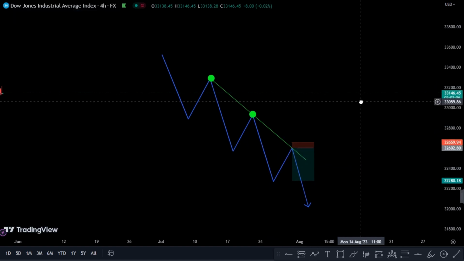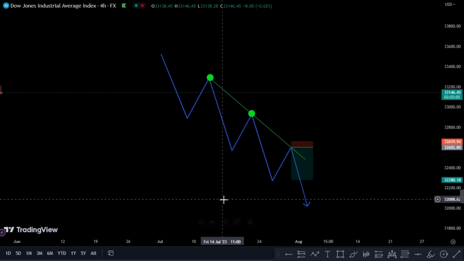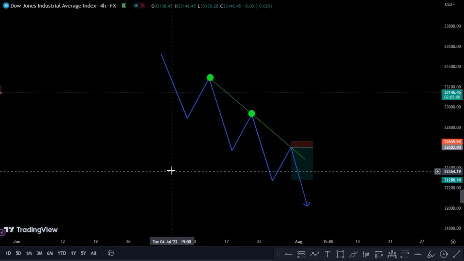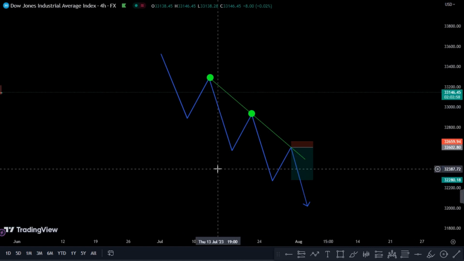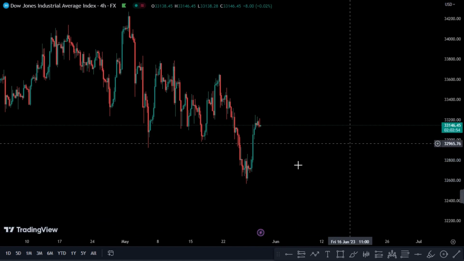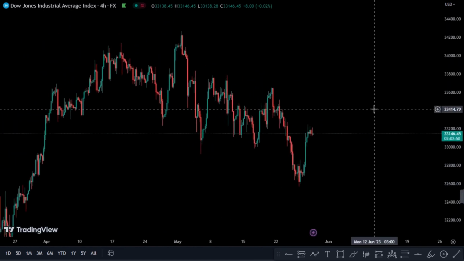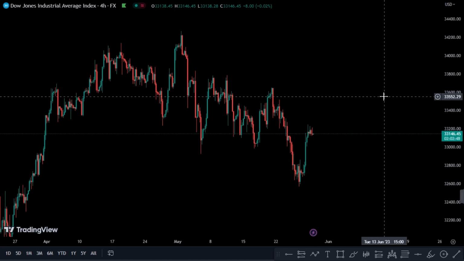area. So theoretically, this is what we are going to be looking for in the actual price chart that we are going to get into right now. Okay, let's just clean this, and then now we move on to our actual price action. This is Dow Jones, as you can see here.